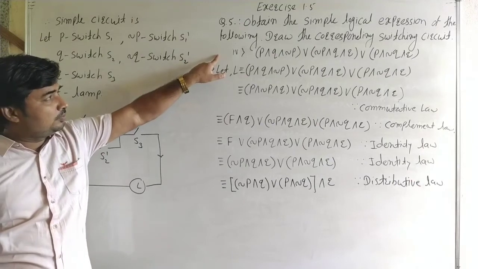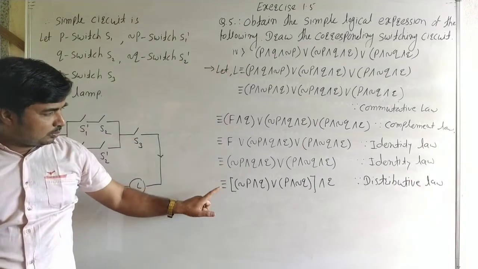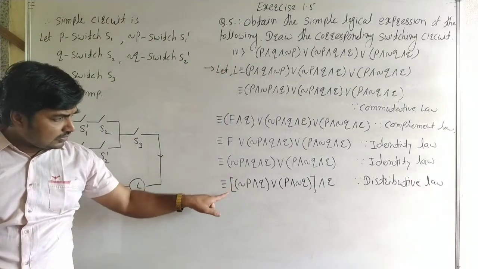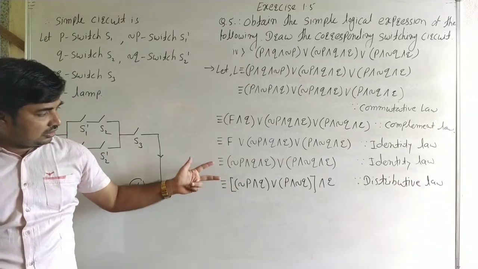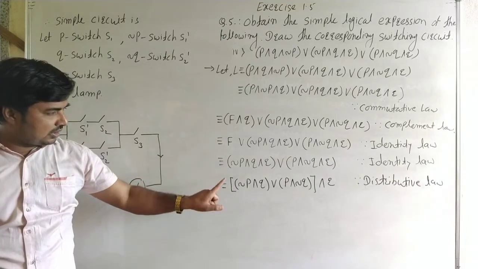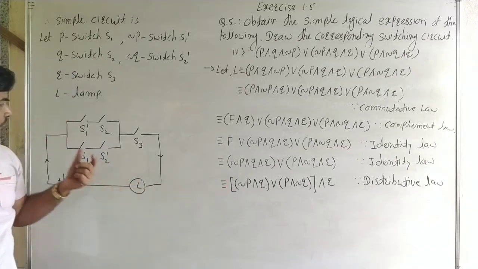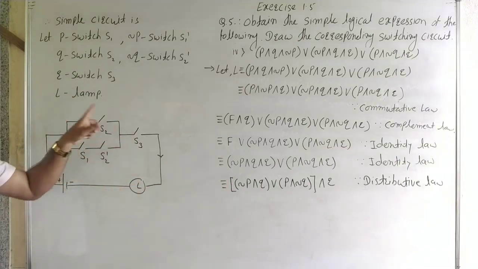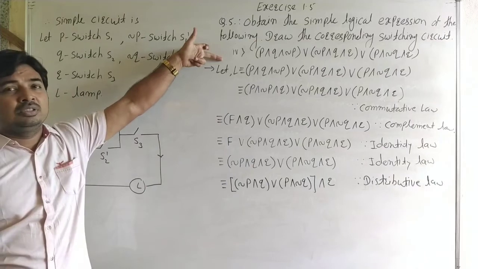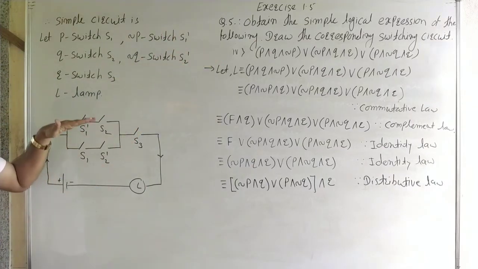It is the given expression. We find the simple expression for this statement. It is a simple expression, and now construct the circuit for the simple expression. It is a simple expression and this is a simple circuit. There are only 5 switches and in the given there are 9 switches. It is a simpler circuit.